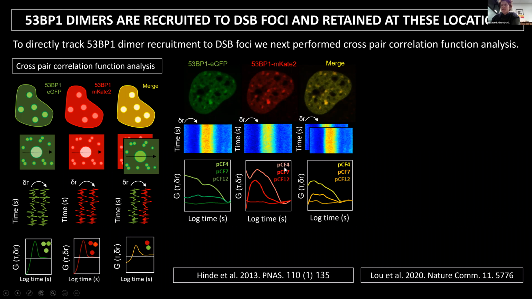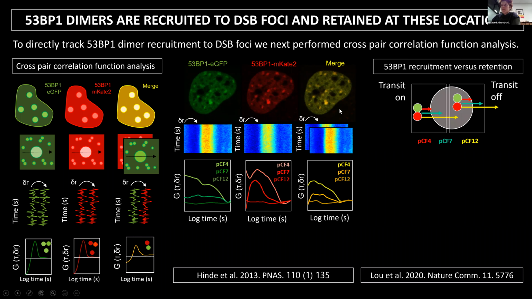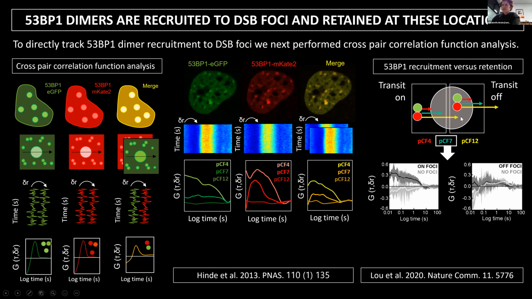And the advantage of PCF 7 along a 64 pixel line is that we can ask the question: how long does it take 53BP1 to diffuse from the nucleoplasm onto a DSB foci? And how long does it take 53BP1 molecules to diffuse off a DSB foci back into the nucleoplasm? So we now have a way to quantify 53BP1 recruitment versus retention. And by doing the cross-pair correlation analysis, we can pull out specifically the 53BP1 dimer population.